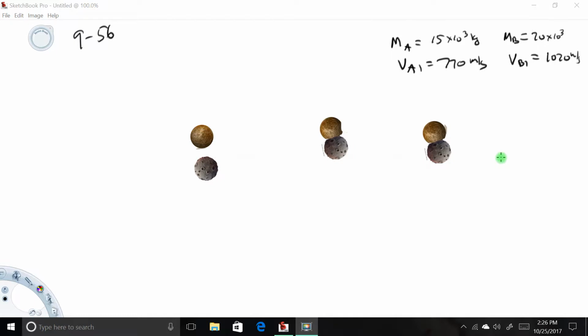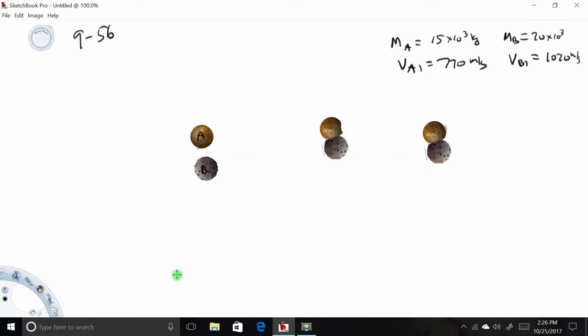I'm making this video to help you out with number 56 in chapter 9. It says something about a pair of asteroids. So what I've done here is I've drawn a pair of asteroids. This is my before impact. I wrote some data over here. I'm going to call this one mass A, this one mass B.